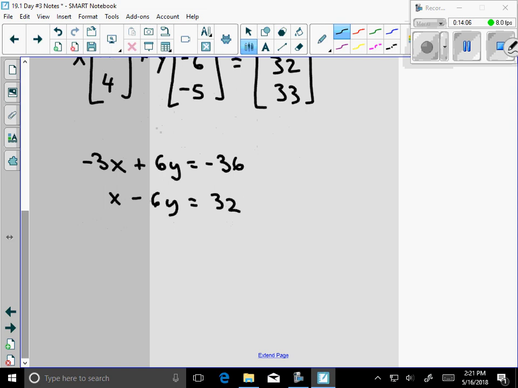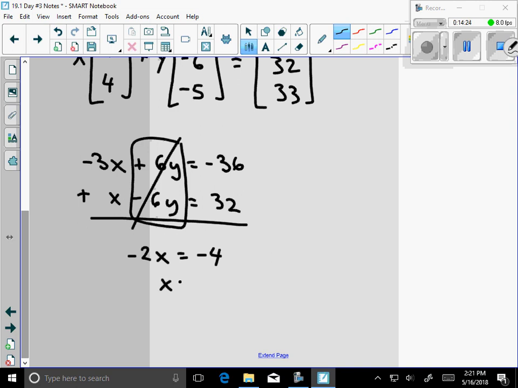Process of elimination. What would go away if I added both of these? Not all of them. That would be scary. Yeah, these go away. Kind of like the Twins relief staff. That leaves a negative 2x equals negative 4. Easy.